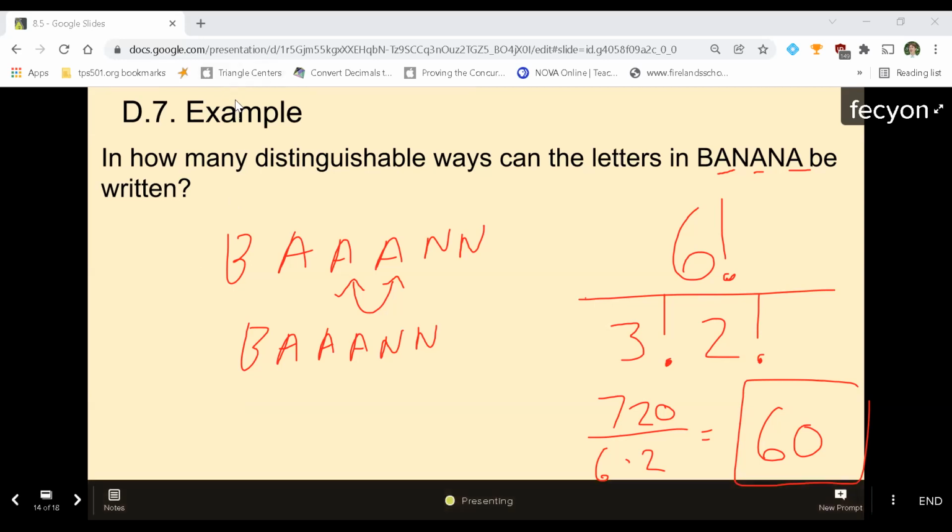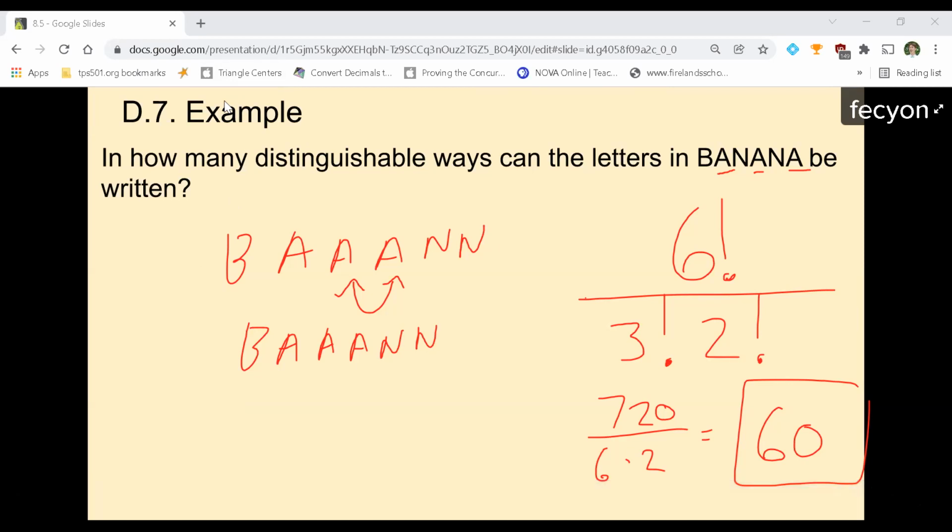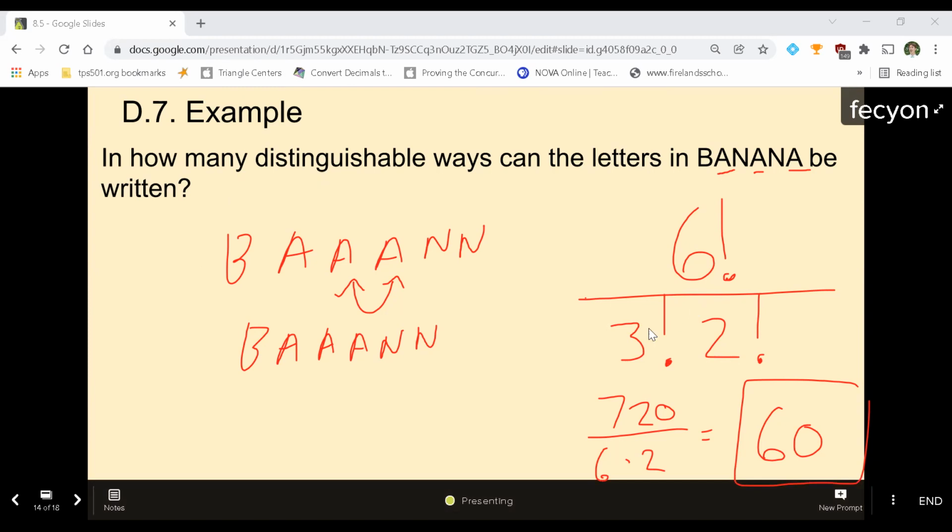Yay? Does that make sense? Picking up what I'm putting down, buying what I'm selling. So whenever you have an order where you have duplicate elements and you want your final answers to be distinguishable, then you have to divide by your duplicates factorial.